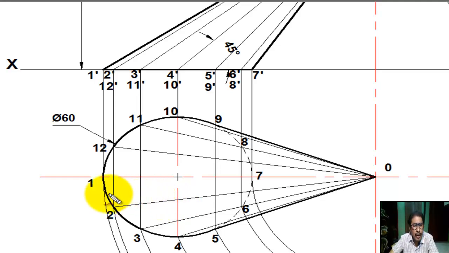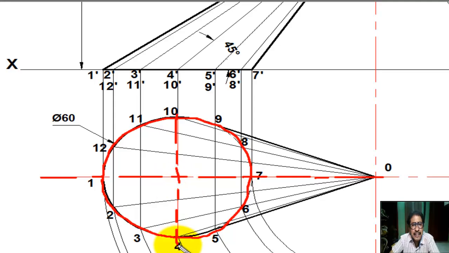First, we draw a circle of 60 millimeter dia. Draw this circle. Now we divide the circle in 12 division. First, draw the center line. This is x-axis. This is y-axis.